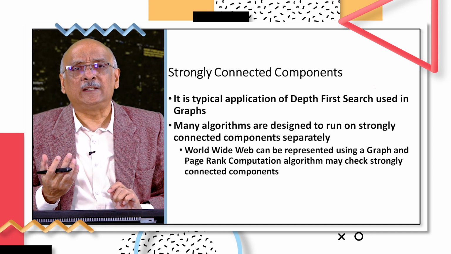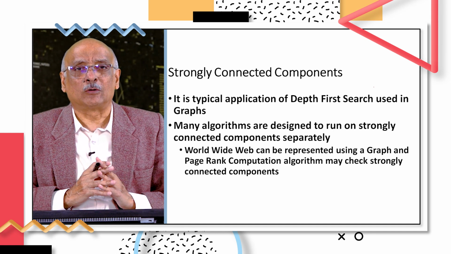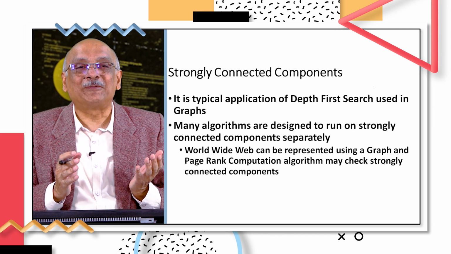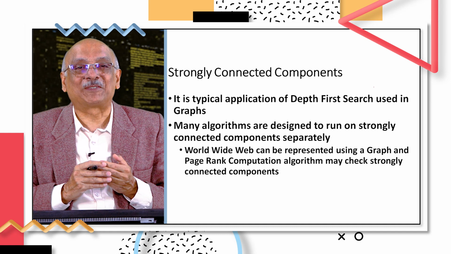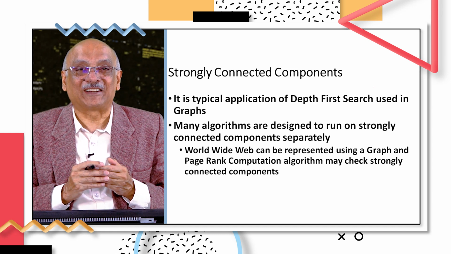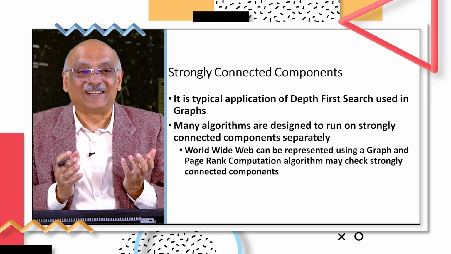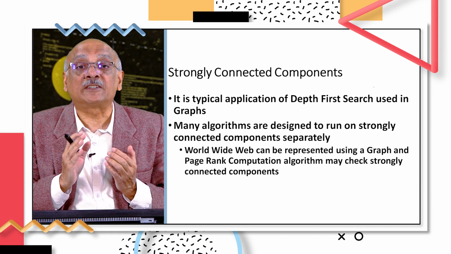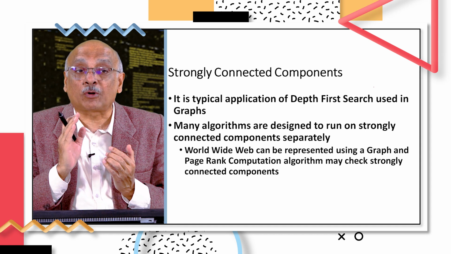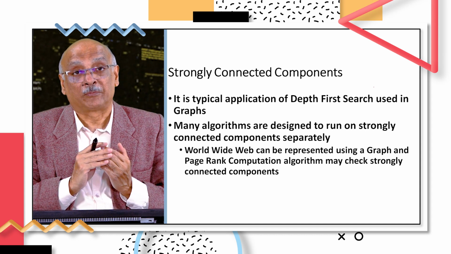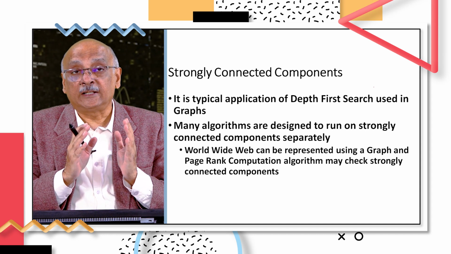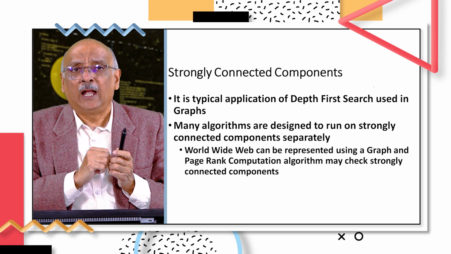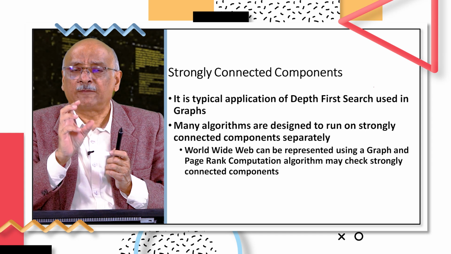Now, why do we need to discuss strongly connected components of a graph? First of all, it is a very typical application of depth first search and its use in a graph. But let's look into the applications. There are many applications which are designed to run on strongly connected components separately. The reason is, suppose you are trying to do some town planning, and in the morning there are traffic snarls.